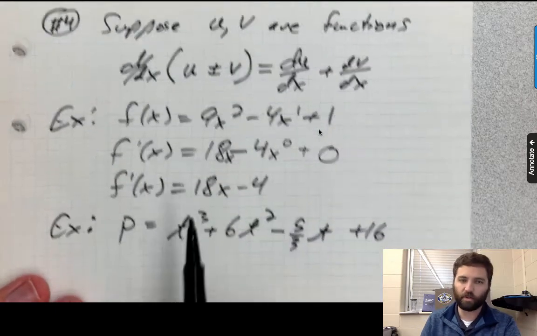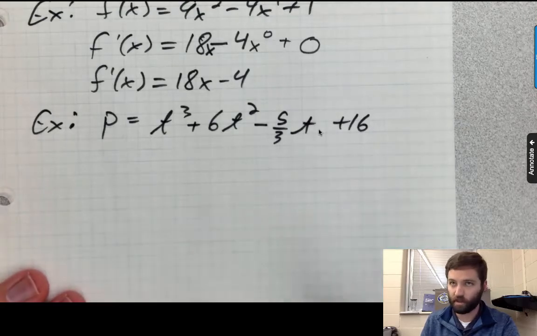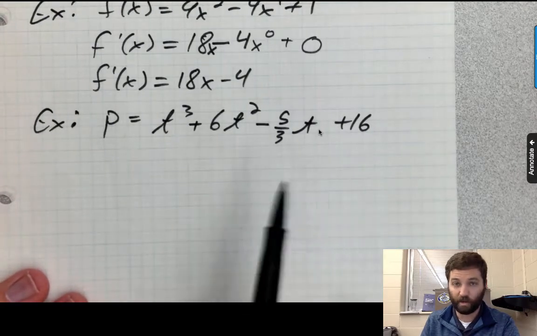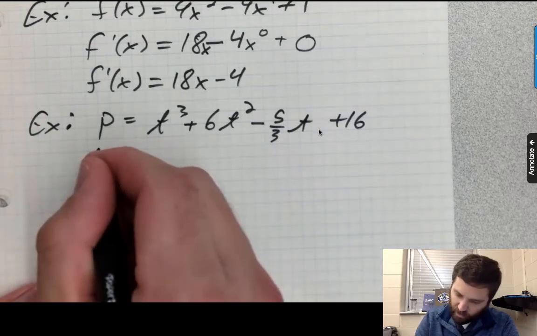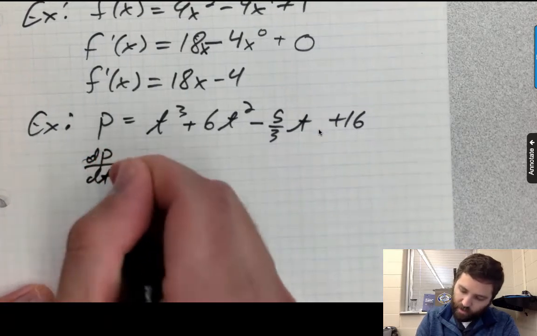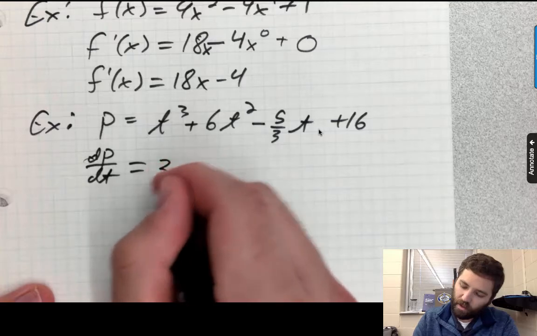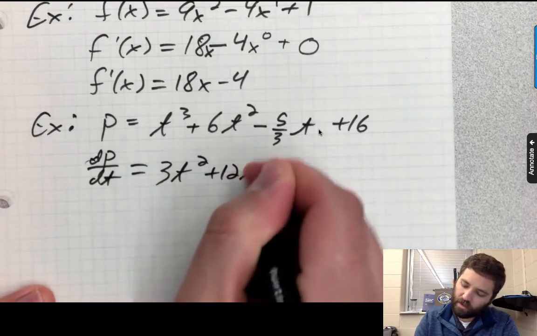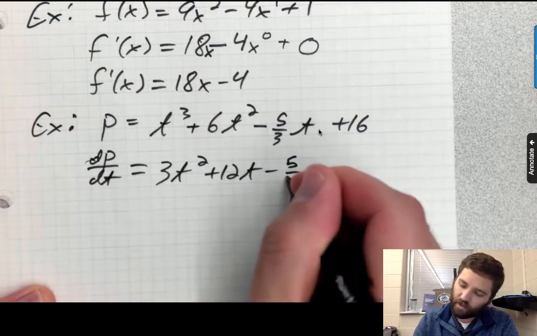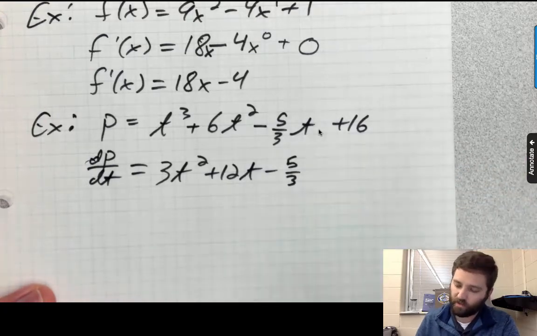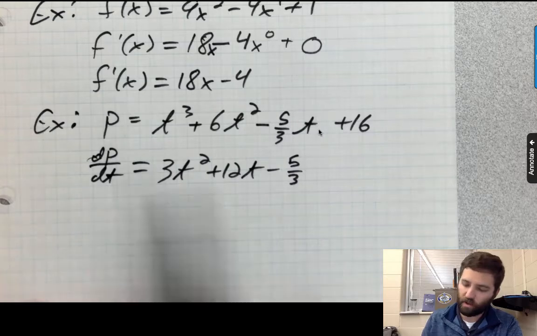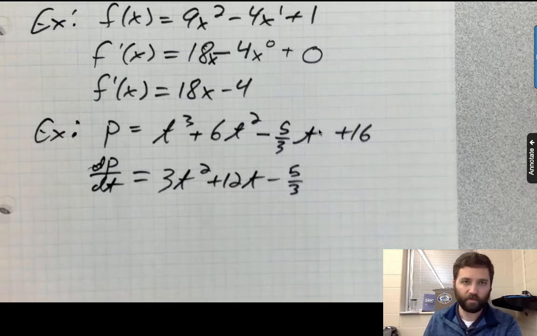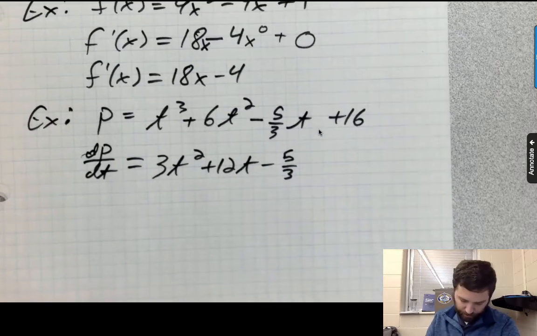Okay, so this is a function p of t, so like maybe a position function or something like that. It doesn't really matter, but we're using different variables here. So you should pause now and try and take the derivative, see how you do. I'm going to write this, dp dt is equal to 3t squared plus 12t minus 5/3 plus 0. So I'll just leave it at 5/3. Okay. So the rule applies whether we're using x's or t's or whatever our independent or dependent variable is, right? So hopefully that went well.